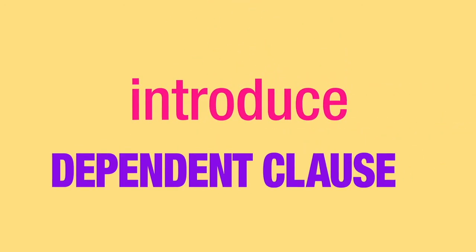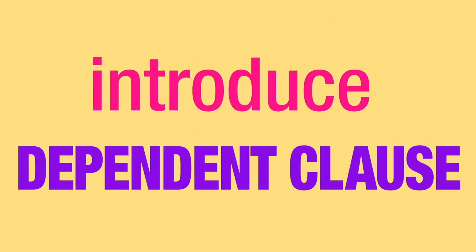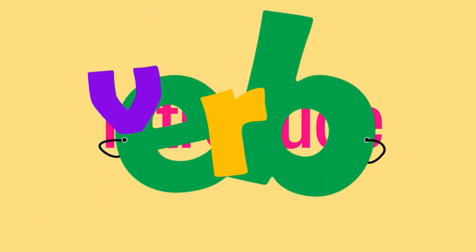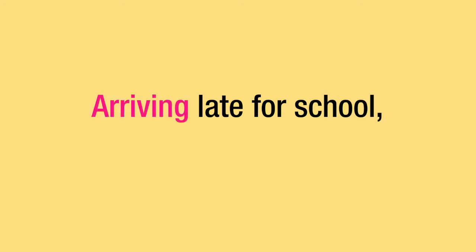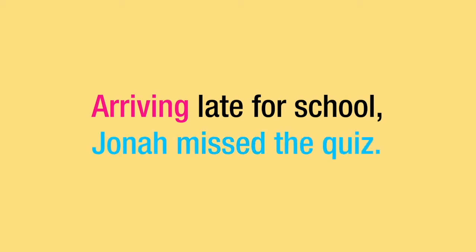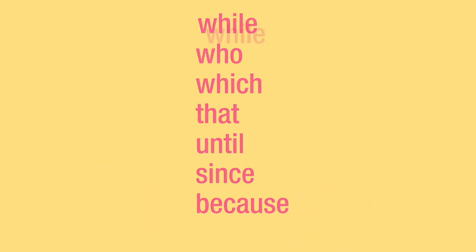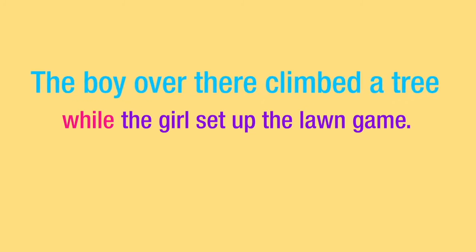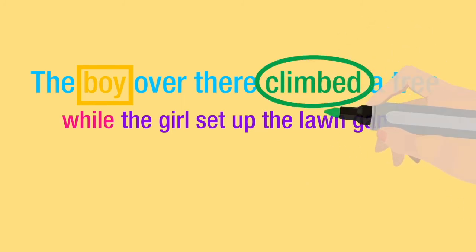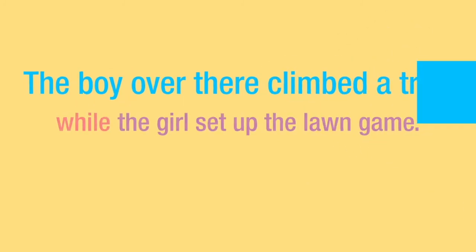One more example. Another way that you might introduce a dependent clause is with a word that looks like a verb but isn't. An -ing verb sometimes acts as a noun, like "arriving late for school." That's not the verb. The verb is actually missed. Jonah missed the quiz. That's the independent part. So the key is to look for words that introduce a dependent clause and to ensure that your independent clauses have a subject and a verb, but also make logical sense when they stand alone.